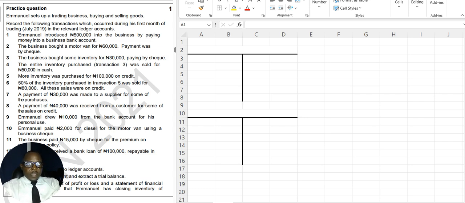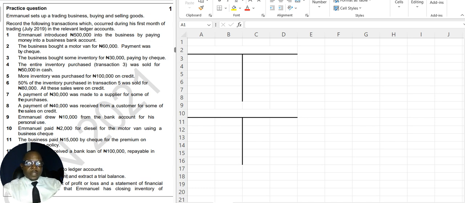All right, so we start. Emmanuel sets up a trading business buying and selling goods. Record the following transaction which occurred during his first month of trading, July 2019, in the relevant ledger account. The first item is Emmanuel introduced 500,000 into the business by paying money into a business bank account.